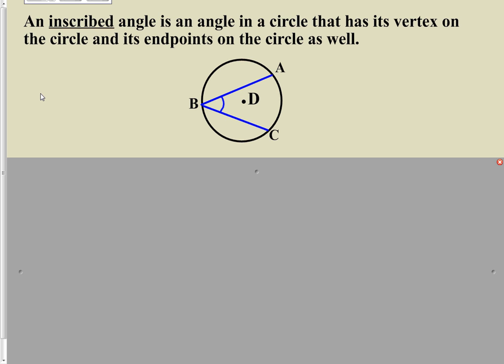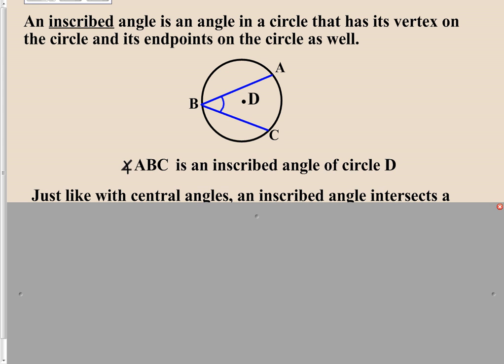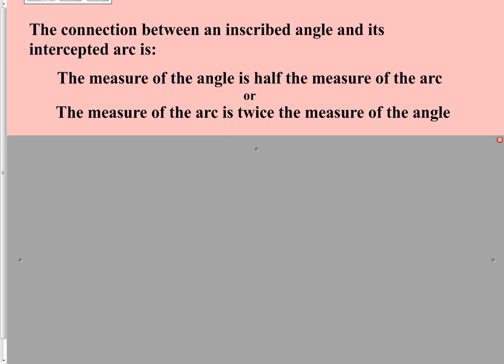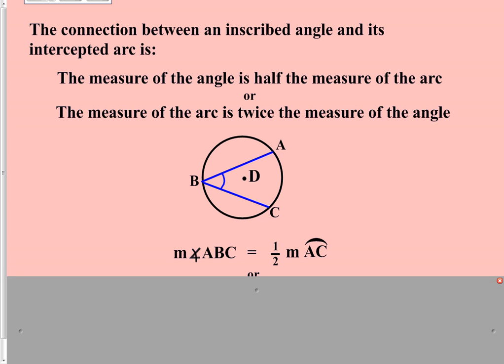Okay, if you have an angle that has its vertex on the circle itself and then its endpoints make contact with the circle, that is what we call an inscribed angle. There's a relationship with the inscribed angles, and there's two different ways of thinking about it.